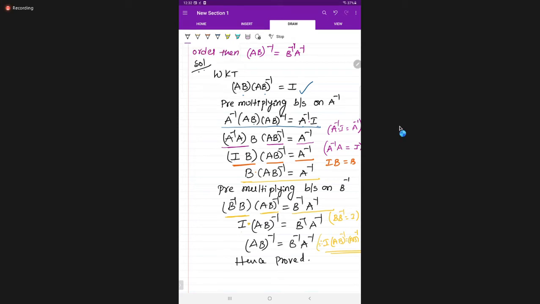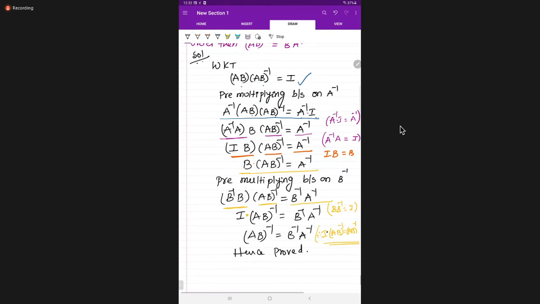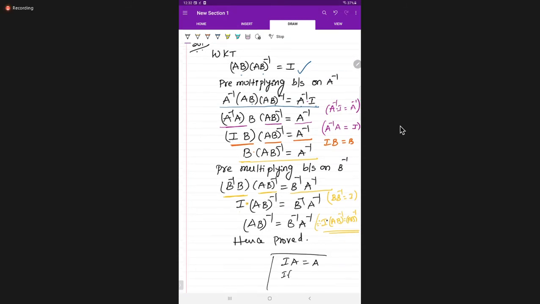I into (AB)^-1 is equal to (AB)^-1. I into A is equal to A. I into A, (AB)^-1 is equal to, what will you get? (AB)^-1 only.